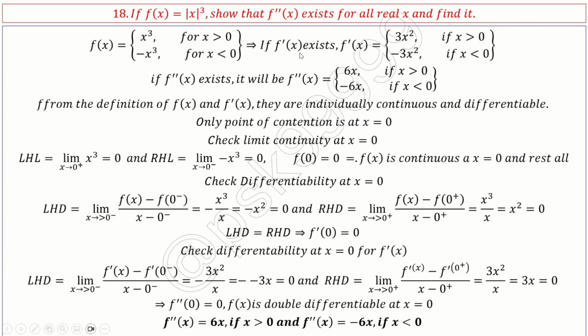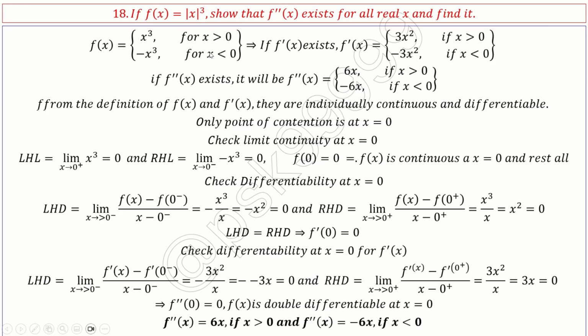Correct? Now f dash x will be something like 3x square if I am differentiating this one for x greater than 0, minus 3x square if x is less than 0. Now f double dash x, if it exists, will be 6x if x is greater than 0, minus 6x if x is less than 0. Now from the definition of f of x and f dash x, they are individually continuous and differentiable. Same thing here, individually they are continuous and differentiable.